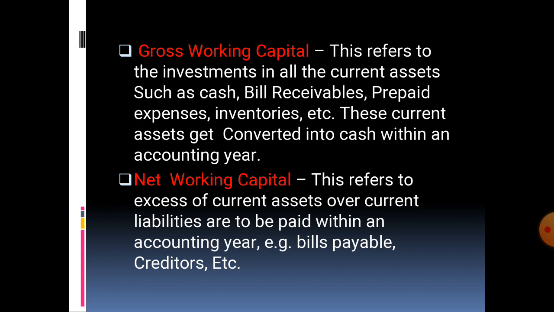Moving ahead is net working capital. This refers to the excess of current assets over current liabilities that are to be paid within an accounting year. Bills payable, which are payable within the accounting year, or creditors which we have to pay within the year, are termed current liabilities. This was regarding the two concepts or types of working capital.